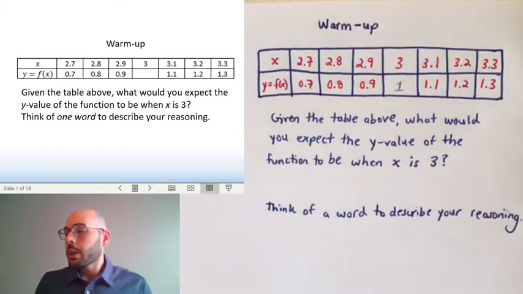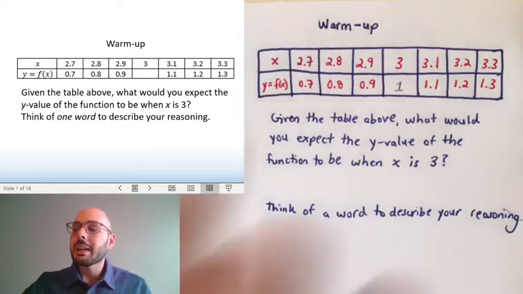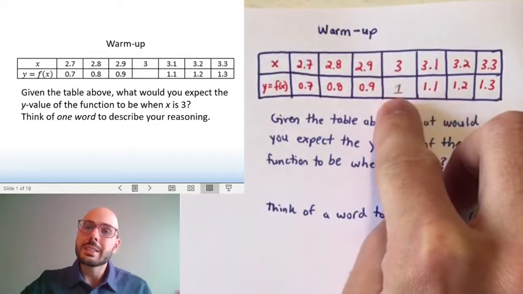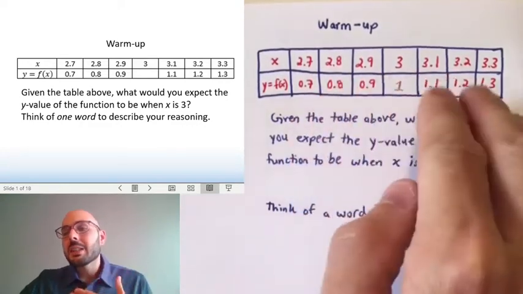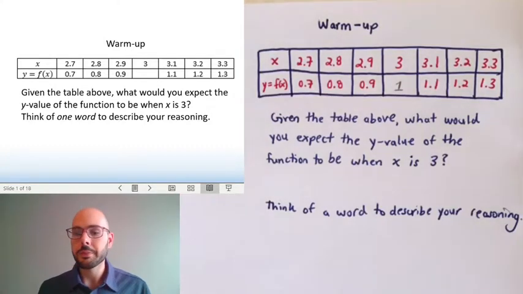So what we're going to do today is talk about these types of situations where we might not exactly know what the y value is somewhere, but just based on the evidence, based on what's happening around that spot, we can make our best guess on what that y value should be.